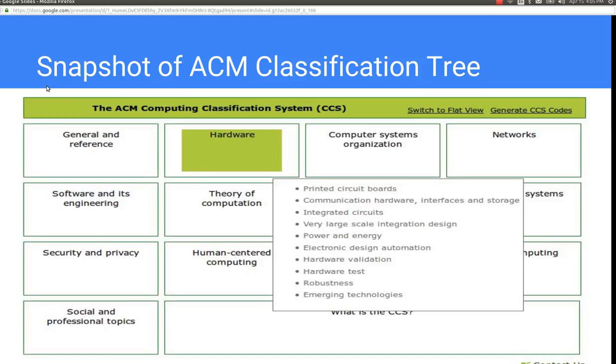The ACM classification tree is as follows. There were many categories, and under each category there were subcategories. For example, there were categories called general and reference, hardware, computer system organization. Under hardware there were subcategories called printed circuit boards, communication hardware, etc. So our goal is to tell which categories the research paper lies into. Suppose printed circuit boards.